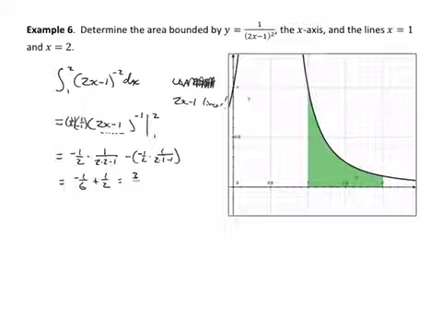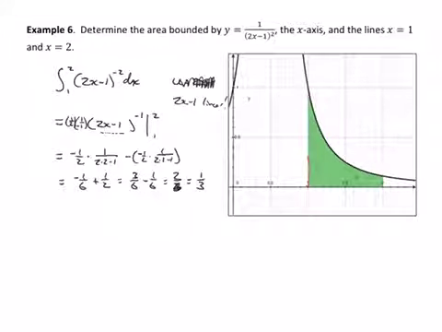So this is going to be 3/6 minus 1/6, which is 2/6, which is 1/3. So the area under this curve is 1/3. And let's see if that makes good sense.